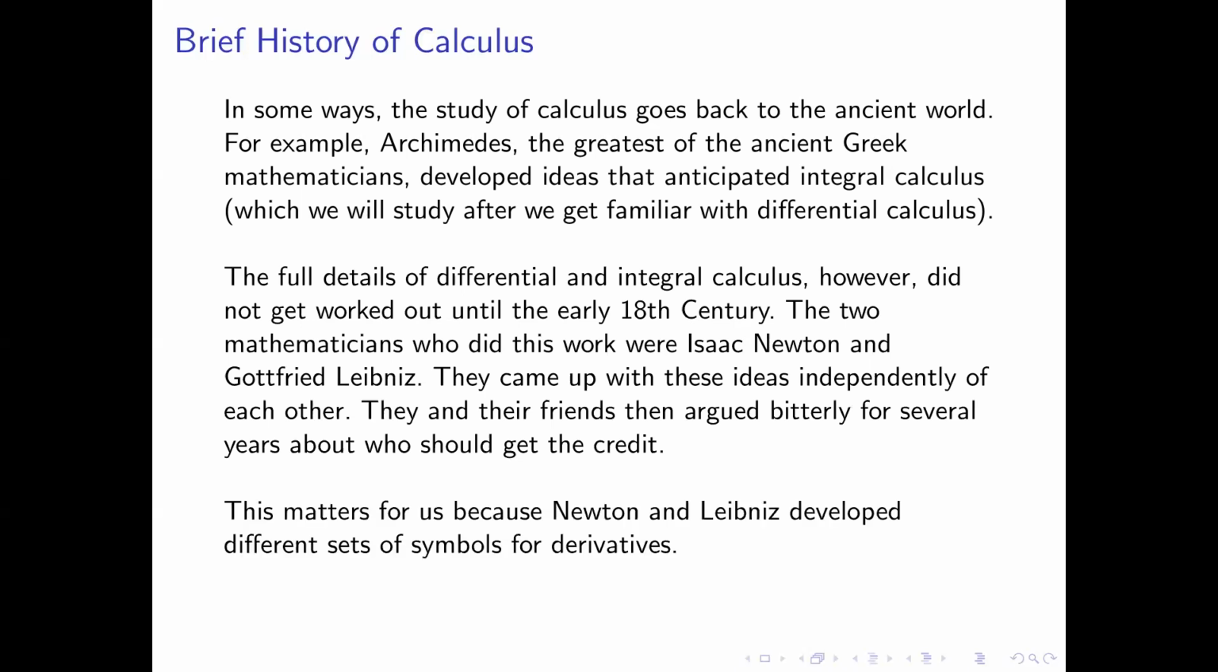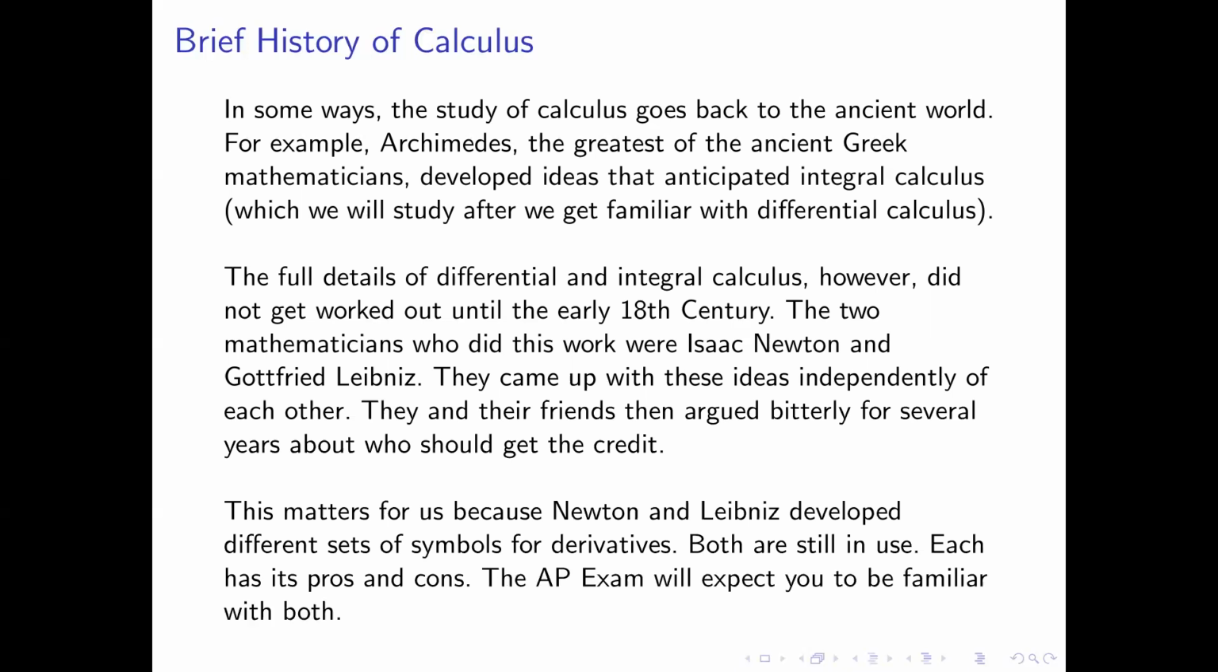But the key thing for us here, the reason why this is important, is because Newton and Leibniz did this stuff on their own, and so they developed their own sets of symbols for derivatives. And they aren't the same. Newton had his symbols, Leibniz had his. And both of them are still in use. Both of them have pros and cons, or advantages and disadvantages. Furthermore, if you're going to take the AP Calculus exam, you'll need to be familiar with both types of notation. So we're going to get acquainted with both of them.